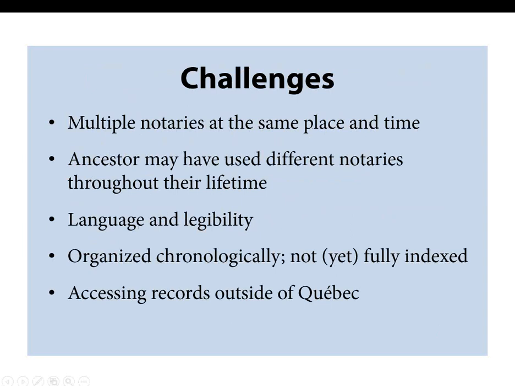But these records do pose many challenges. When your ancestor lived in a particular place, there could have been 10 notaries practicing at the same time. This means that you may have to look at the records of 10 different notaries. This is especially true in Quebec City and Montreal and some of the larger cities in Quebec. The records are also organized chronologically, and though there have been efforts to index and abstract these notarial records into databases, the nature of their organization forces us to browse the indexes and repertoires for our ancestors. And if you're outside of Quebec, it can be somewhat of a challenge to obtain copies of the original records. So though notarial records pose many challenges, the genealogical information that they can provide is unrivaled.